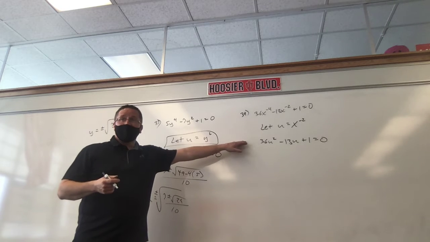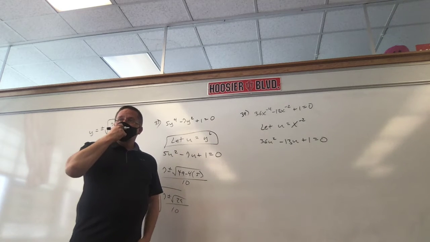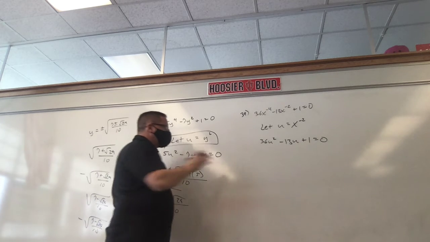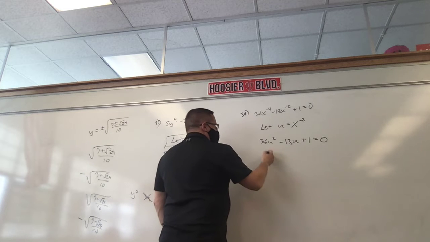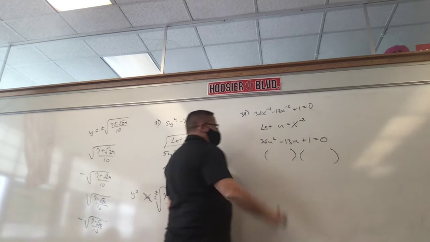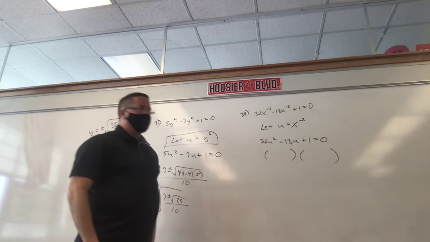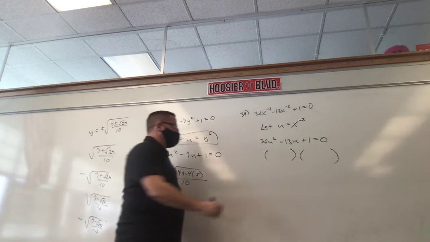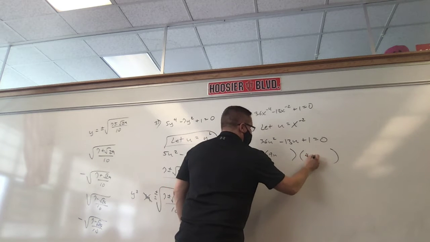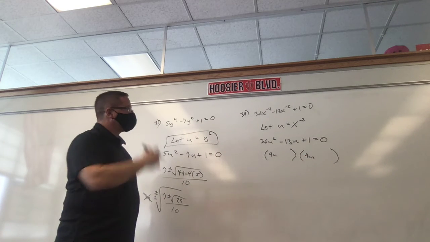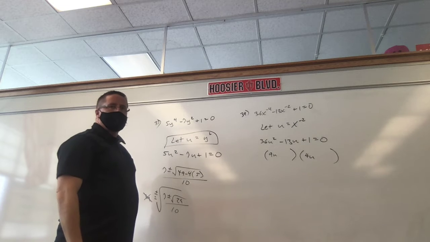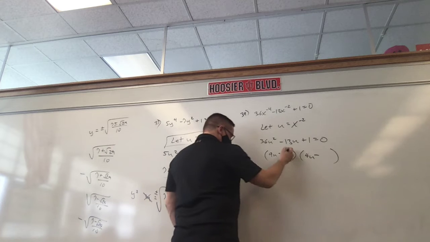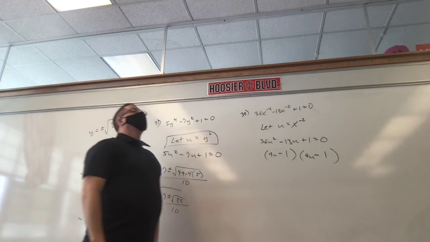I believe this one does factor, because now you're not using negative exponents. Yeah, it makes it easier. 36u squared. You'd like to do what and what? I think it's 9 and 4. I'm almost positive it's 9u and 4u. What comes after 9u and 4u? Plus plus, minus minus, or plus minus? Minus minus. And there's only one way to get 1: 1 and 1.